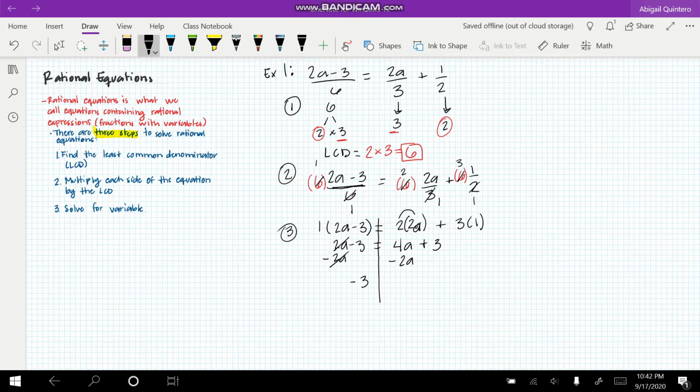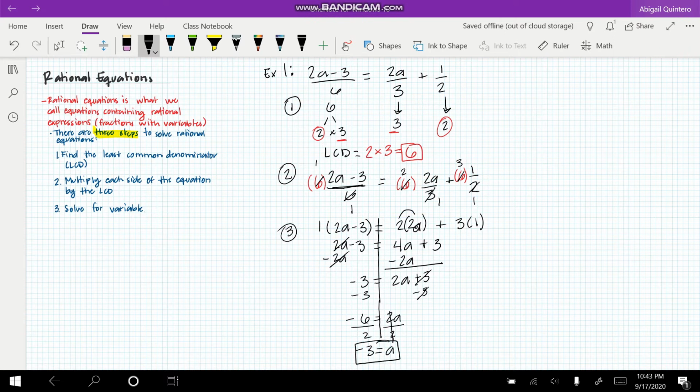So 2a and negative 2a are going to cancel. We are left with negative 3 on the left. And then 4a minus 2a, it's 2a and then plus 3. Now, I want to isolate the a. That means that I need to get rid of the 2 and the positive 3. Because 3 is adding and 2 is multiplying, it's easier to get rid of the 3 first and then work with the 2. So 3 is adding, we're going to subtract it to the other side. So now we have negative 3 minus 3, which is negative 6, equals to a, divide by 2, negative 3 equals a.